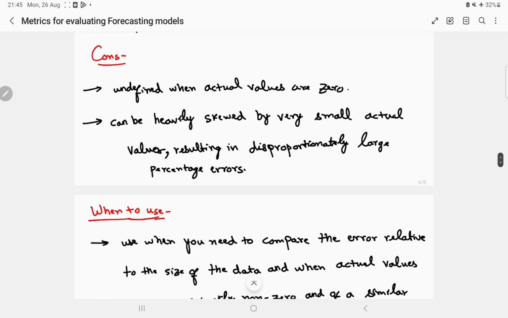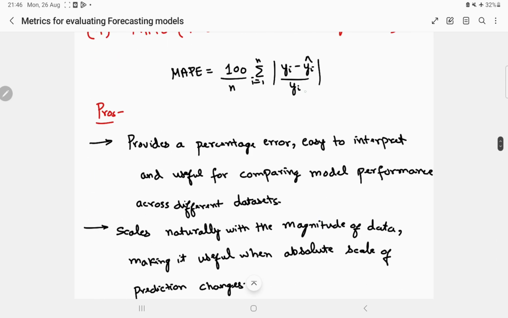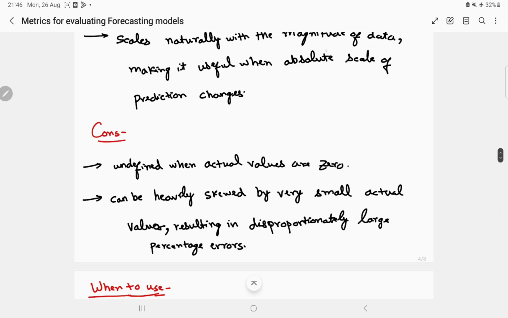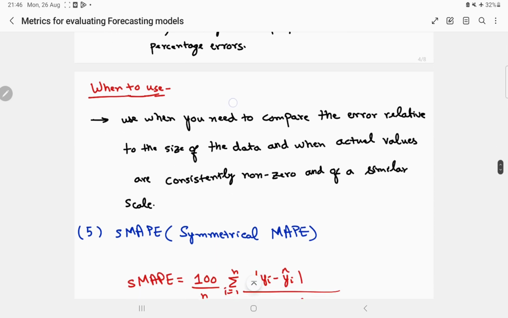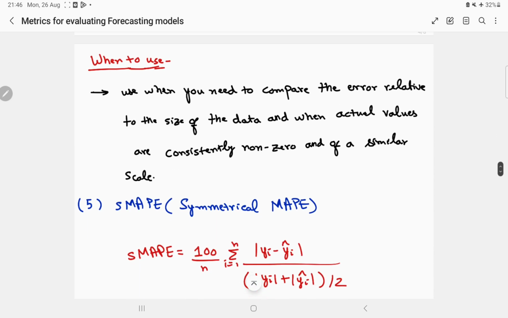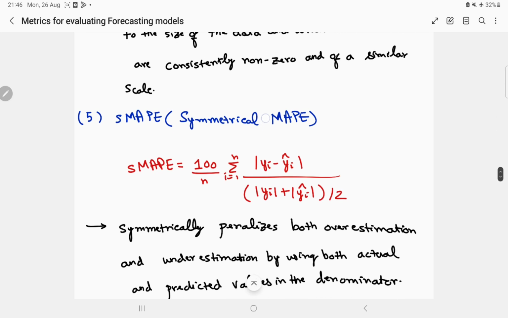When it comes to the disadvantages, it is undefined when the actual values are zero, because in the denominator you will end up with a zero, and that's why it will become undefined. And the second disadvantage is it can be heavily skewed by very small actual values, resulting in disproportionately large percentage errors. And that is one of the drawbacks of MAPE. So when to use MAPE? You can use MAPE when you need to compare the error relative to the size of the data, and when actual values are consistently non-zero and of a similar scale. In those scenarios, MAPE would be good.